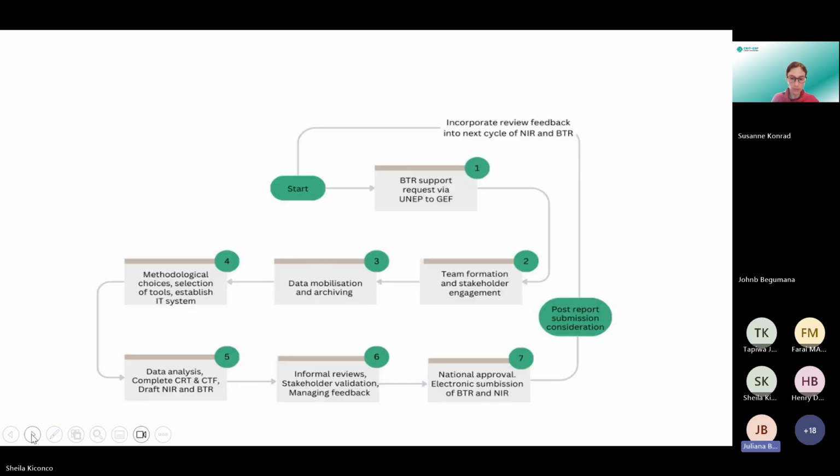So this figure summarizes everything that I have discussed with you, right from the support from GEF, to team formation and stakeholder engagement, to data mobilization and archiving, and then the kind of methodological choices that we made so far as the inventory and other sections are concerned. And then we also looked at the analytics, and then completion of the different tables, the CRT and then the CTF tables. And then we also ensured that we had informal reviews prior to having our validation workshop, so that all stakeholders would have their comments incorporated into the report prior to submission.